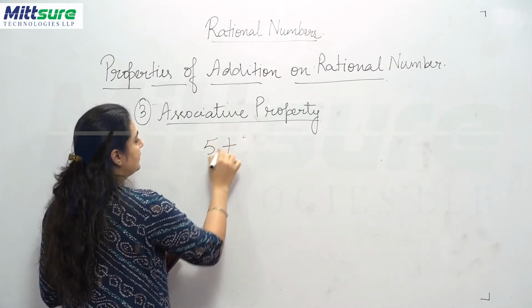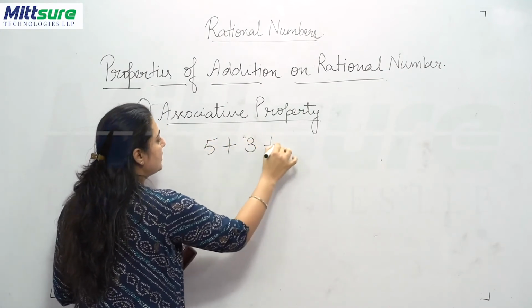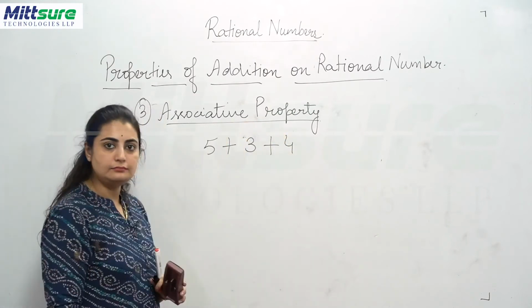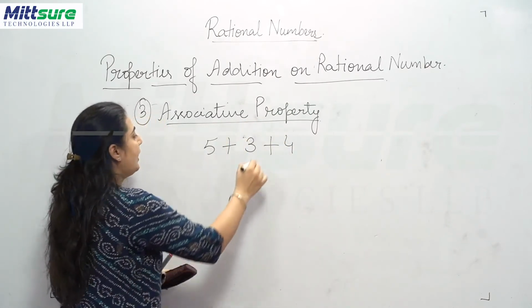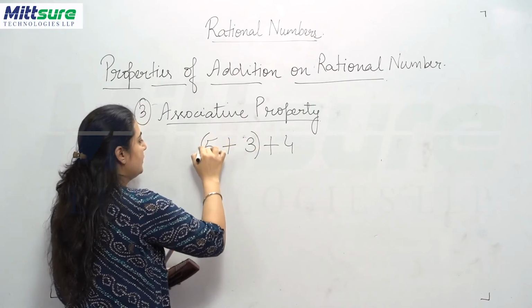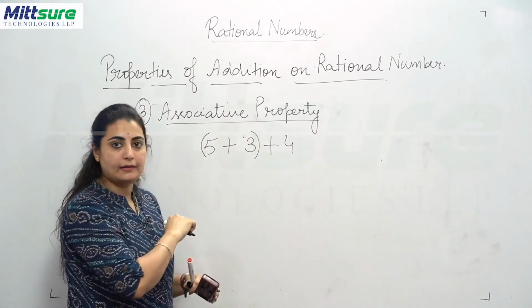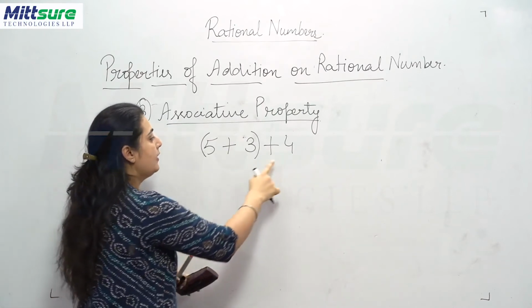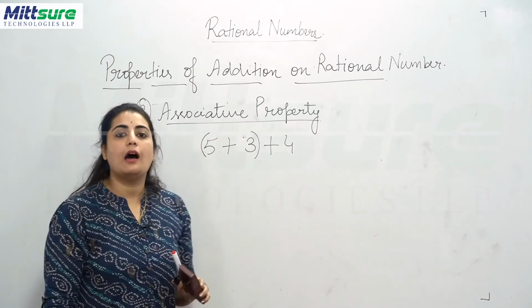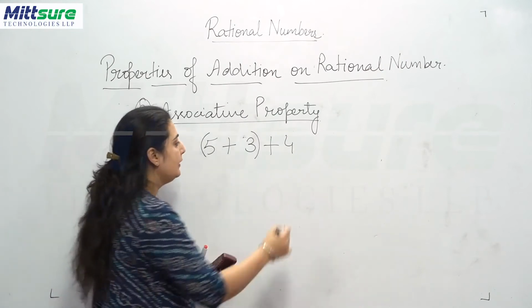5 plus 3 plus 4. Clear? Now I made the arrangement like this. I have placed 5 and 3 inside the bracket, and 4 I have kept outside. Is it clear?